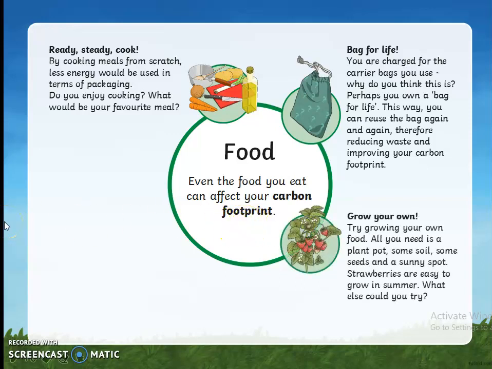Then grow your own. Try growing your own food. All you need is a plant pot, some soil, some seeds, and a sunny spot. Strawberries are easy to grow in summer. What else could you try? Maybe chili, tomatoes, mangoes, and others.